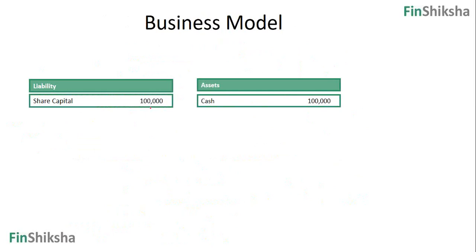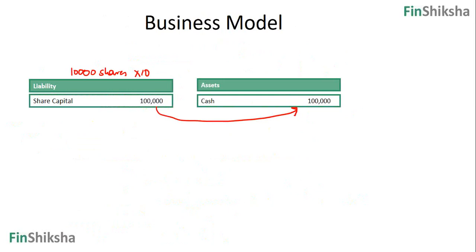Let's assume a company issues share capital of 1 lakh rupees. How do they do that? Let's say they have 10,000 shares of 10 rupees each. So as the business starts, at the onset of the business, this money is lying as cash on the other side. The balance sheet balances.